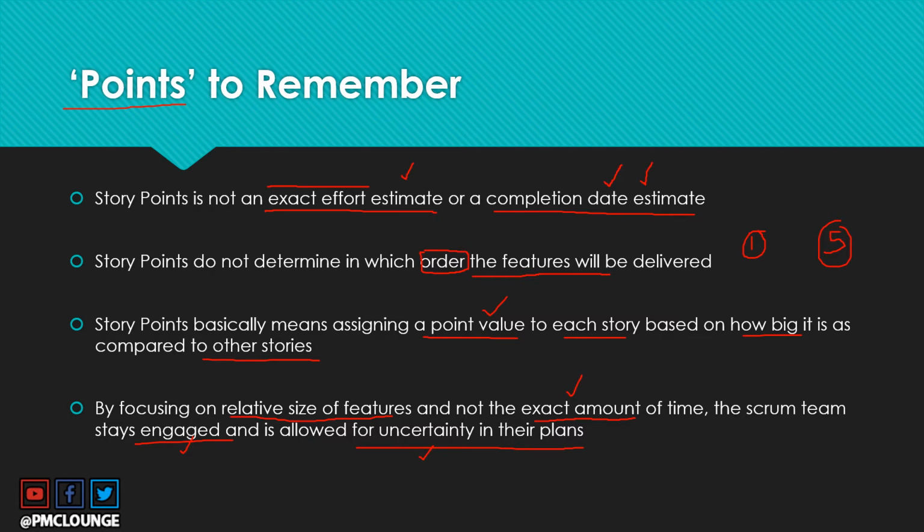Remember, we are working in an agile environment right now, right? So it is an uncertain environment. Things change, you have to be welcoming of changes. So there is a lot of uncertainty, and using story points, you are allowing your Scrum team to allow for any kind of uncertainty in their plans.